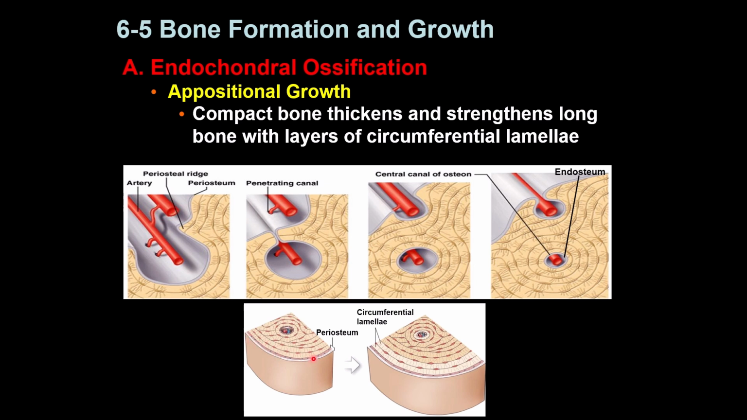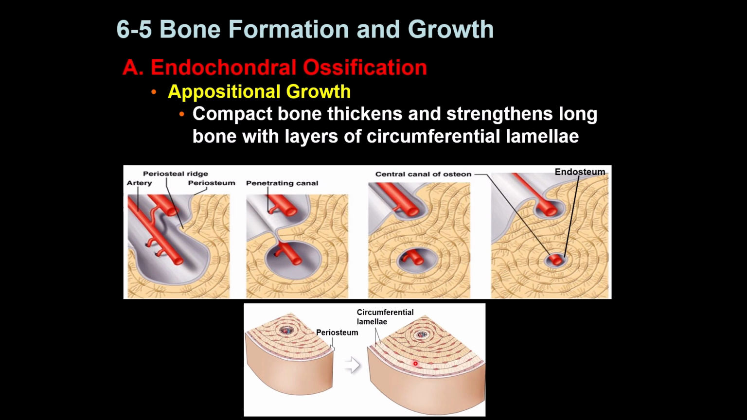Periosteum contains a cellular layer that I told you before, and that cellular layer has osteogenic cells, and these osteogenic cells will make a new layer of circumferential lamellae. And another thing is that the periosteum also has blood vessels. So there are two things here. One contains blood vessels, the other one has osteogenic cells, and those osteogenic cells will make new circumferential lamellae.